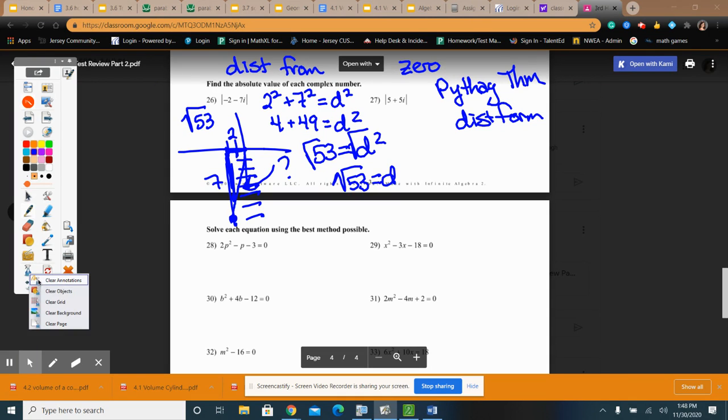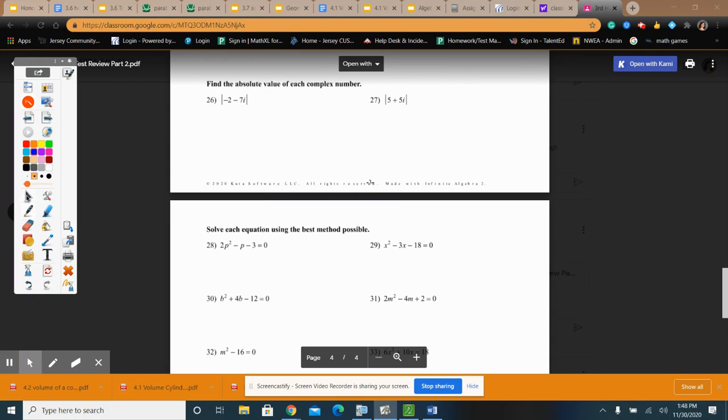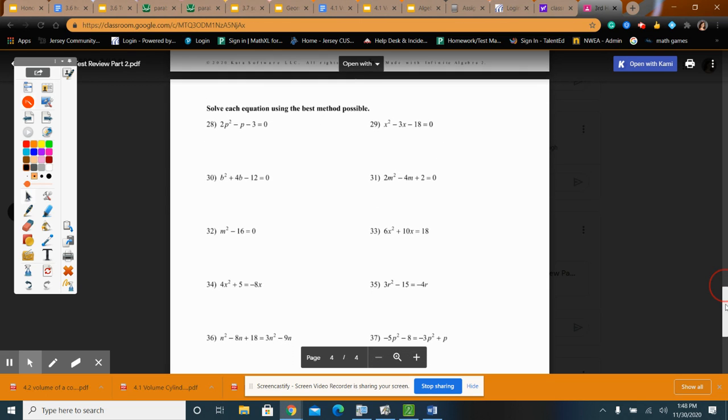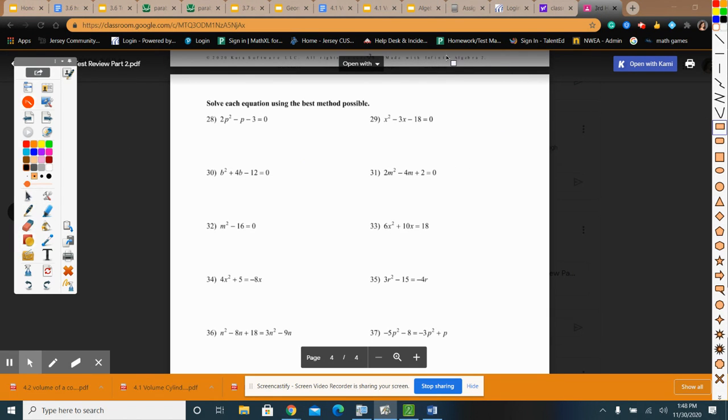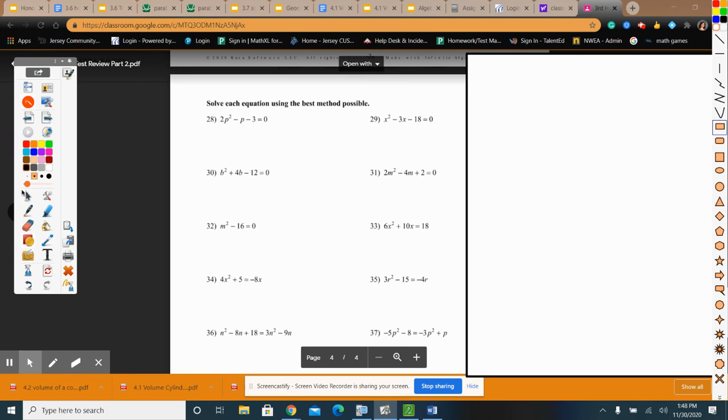Okay. Now for the solving. Solving quadratics. This is what the big part of the test is, in my opinion. Okay, here are options for solving. Option 1 is to get x by itself, and you're not going to be able to do that on any of these.